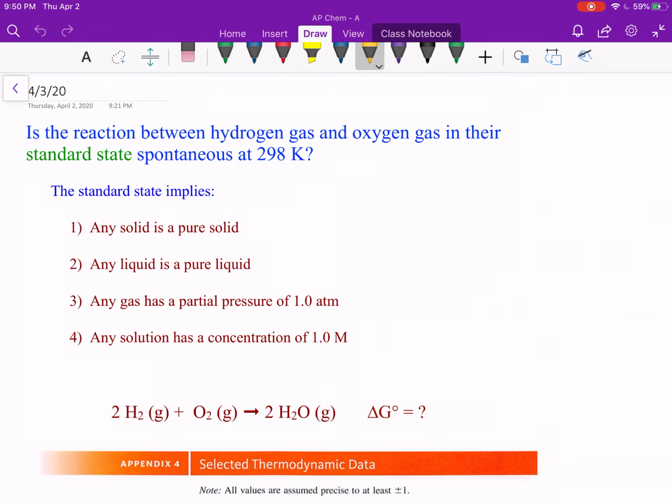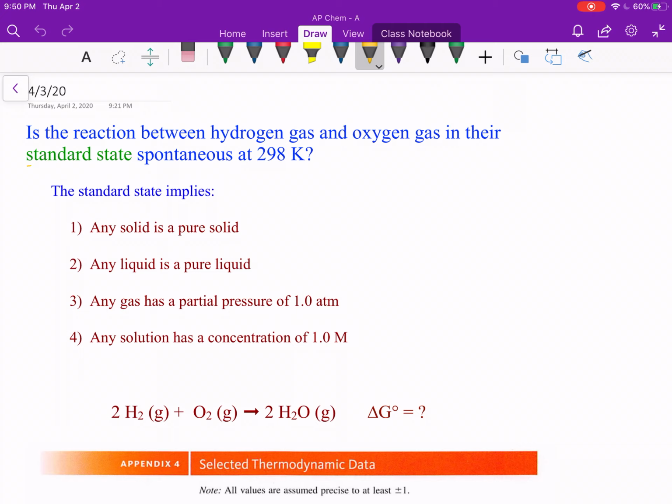Hey y'all, today we're going to talk about how we can once and for all determine if a reaction will be spontaneous or not. And so here we have a problem. Is the reaction between hydrogen gas and oxygen gas in their standard state spontaneous at 298 Kelvin?